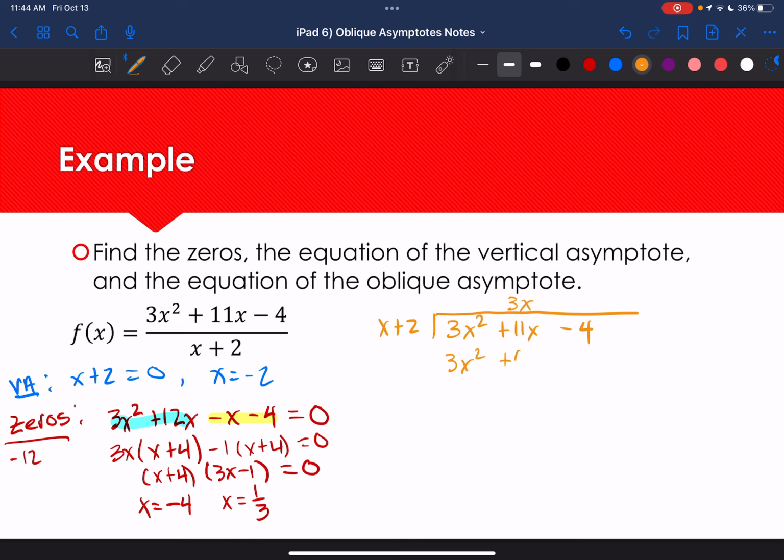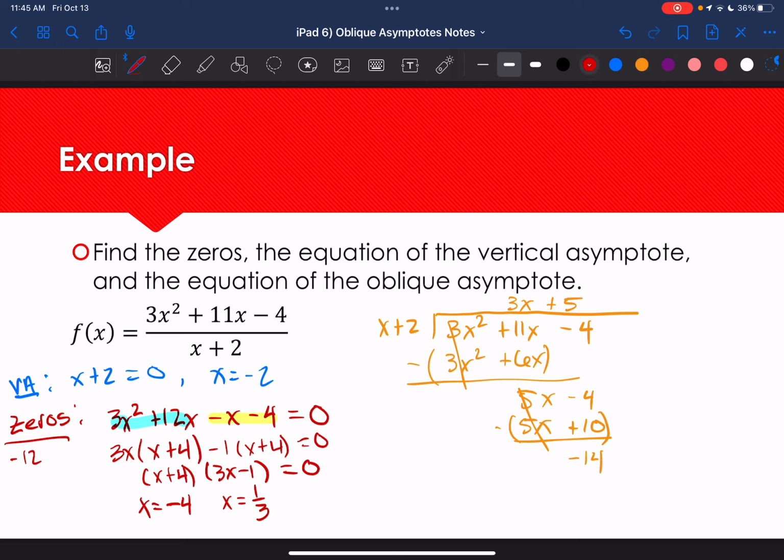3x times x is 3x squared. 3x times 2 is 6x. Subtract. 11 minus 6 is 5x. Bring down the negative 4. And then we repeat. What do I multiply x by to get 5x? I believe that's a 5. So 5 times x is 5x. 5 times 2 is 10. Cancel. And that's negative 14.